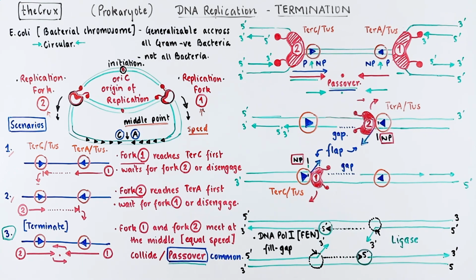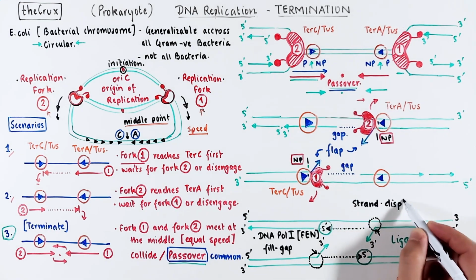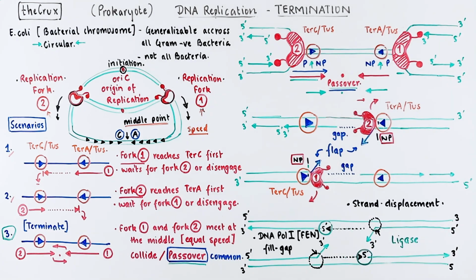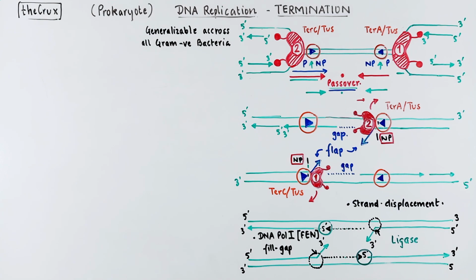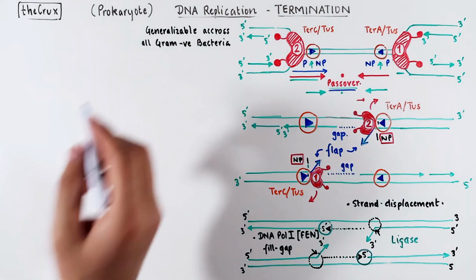This is the same mechanism we noted in the Okazaki fragment maturation when we discussed strand displacement. You should check the trombone model video for more details on how this works. And that is how the replication termination in prokaryotes is thought to work.